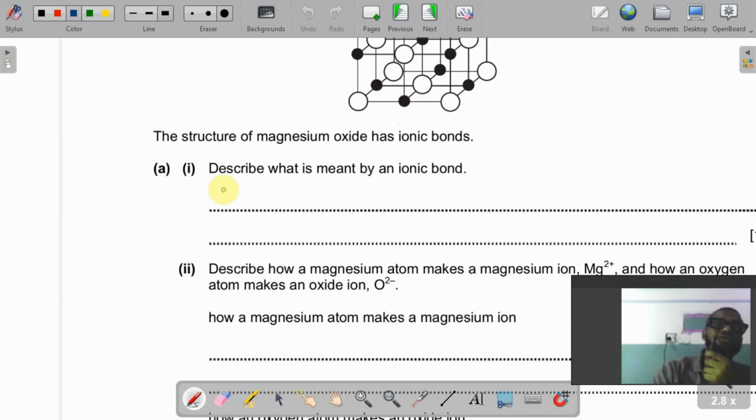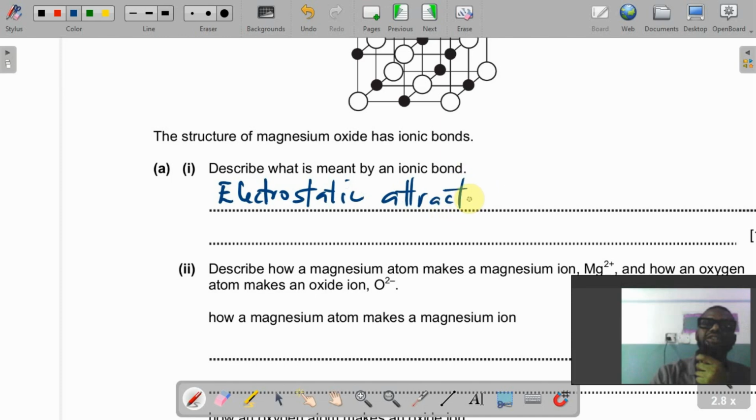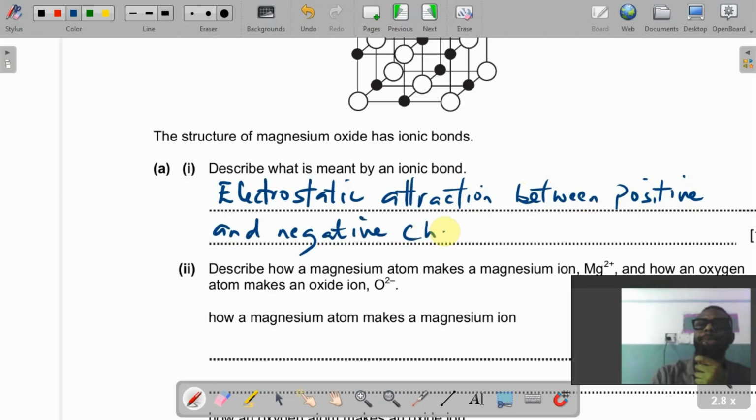An ionic bond is the electrostatic attraction between positive and negative charges.